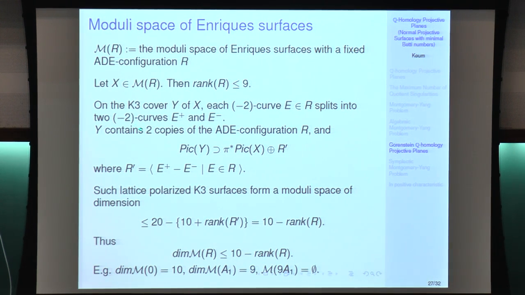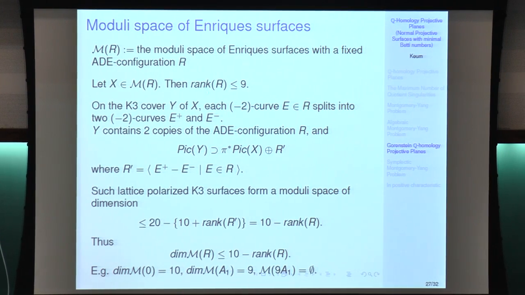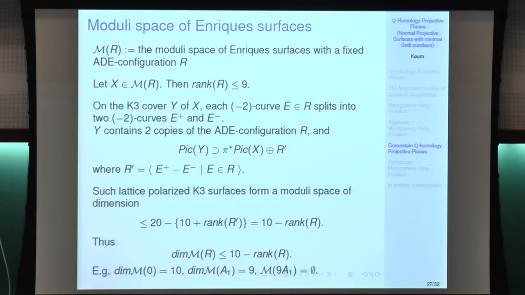So in other words, in general, if you assume that rank R equals 9, then 8 of the 9 curves should belong to a singular fiber, the union of singular fibers of a certain elliptic fibration.